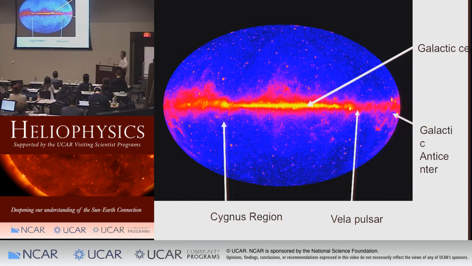So you see basically a map of where the product of cosmic ray density and gas density is maximum, and it's along the disk. There are obviously some individual sources, like the pulsars sometimes, the Cygnus region, but this diffuse emission is simply coming from cosmic rays roaming around in our galaxy, bashing into the gas. And eventually they escape.